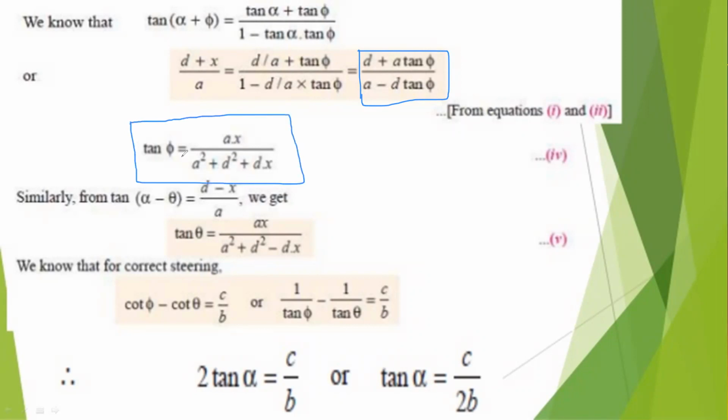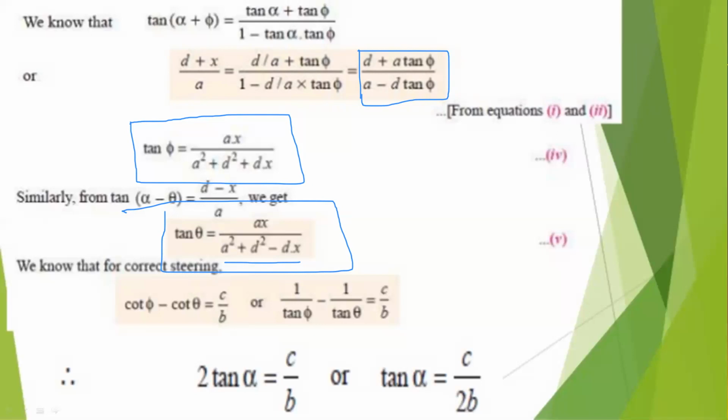Similarly, tan alpha minus theta is equal to D minus X by a. I can apply the same formula, that is tan alpha minus tan theta by 1 plus tan alpha tan theta. I can get the value tan theta is equal to ax by a square plus d square minus dx.